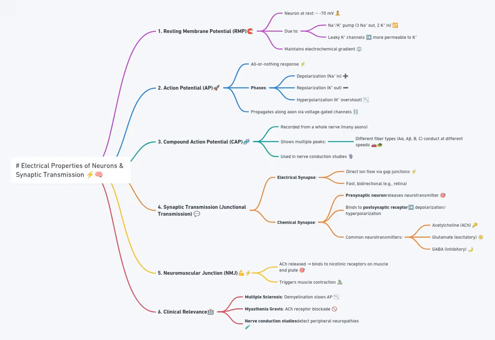In summary, the electrical characteristics of neurons involve resting membrane potentials, generation and propagation of action potentials, and the summation of signals as compound action potentials. Communication between neurons occurs mainly through chemical synapses, where neurotransmitters mediate signal transmission. This intricate electrical and chemical interplay forms the basis of nervous system function, enabling everything from simple reflexes to complex cognitive processes.